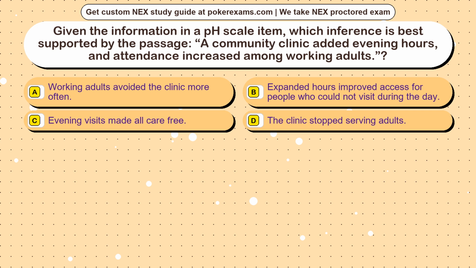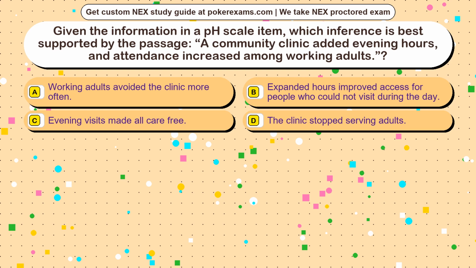Question 6. Given the information in a pH scale item, which inference is best supported by the passage? A community clinic added evening hours, and attendance increased among working adults. Option A. Working adults avoided the clinic more often. Option B. Expanded hours improved access for people who could not visit during the day. Option C. Evening visits made all care free. Option D. The clinic stopped serving adults.